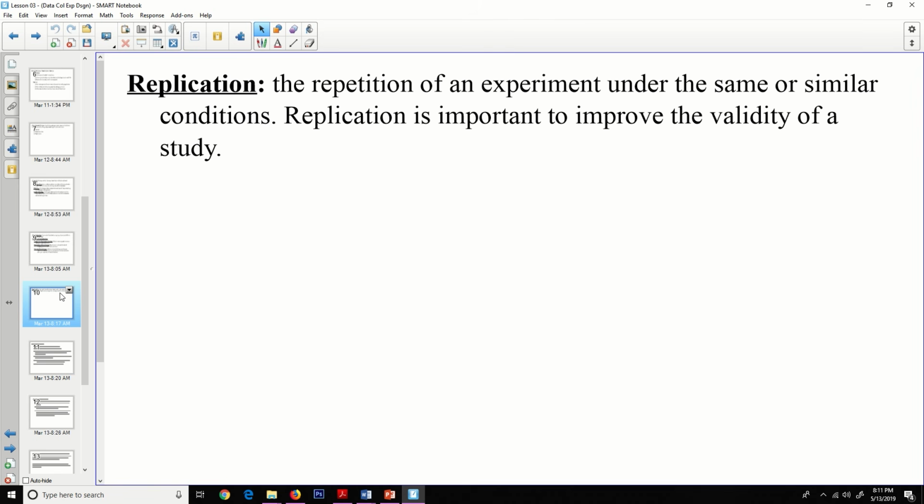Replication is the repeating of an experiment under the same or similar conditions. Replication is important to improve the validity of a study. So doing a study with two different samples certainly improves the results.